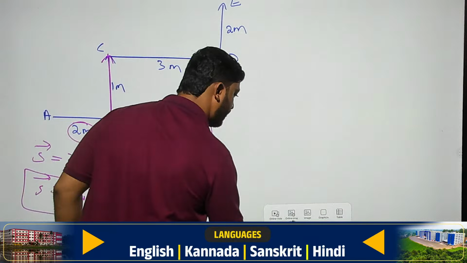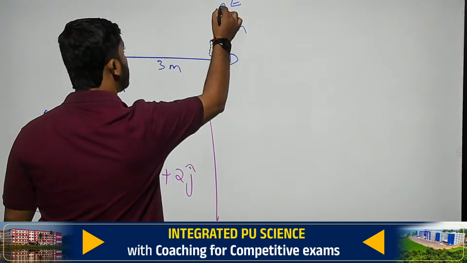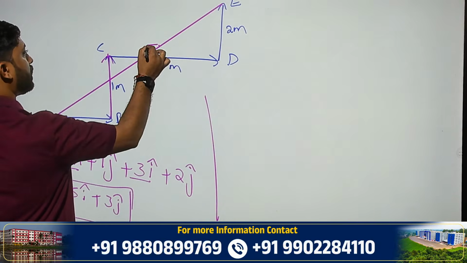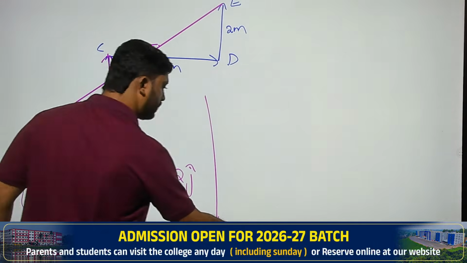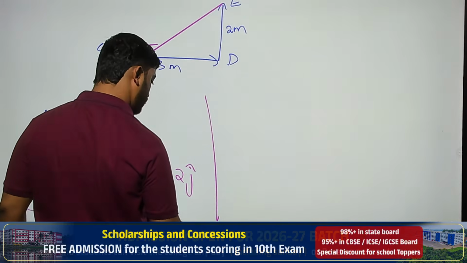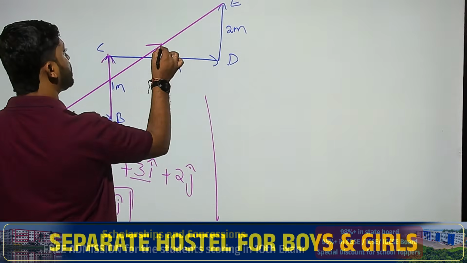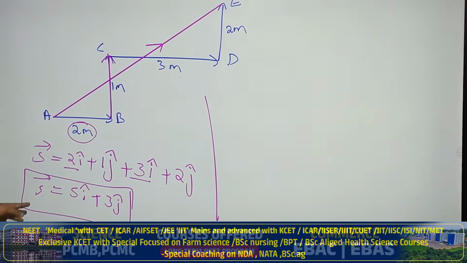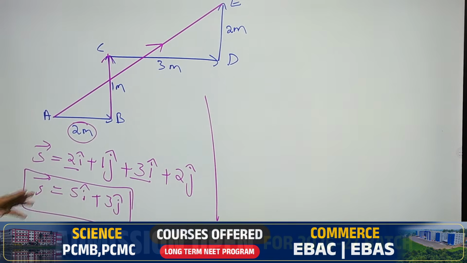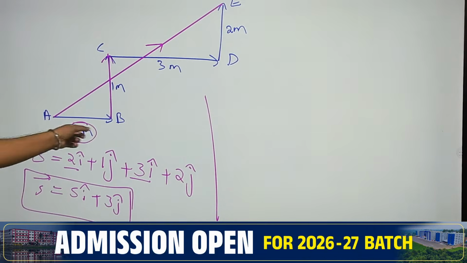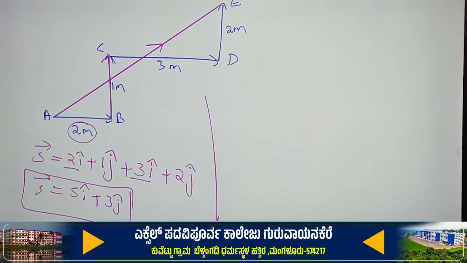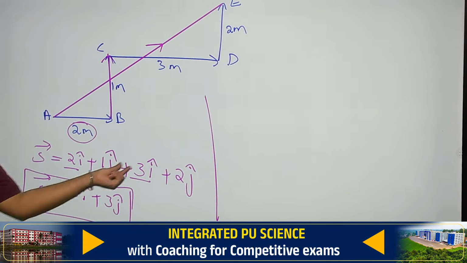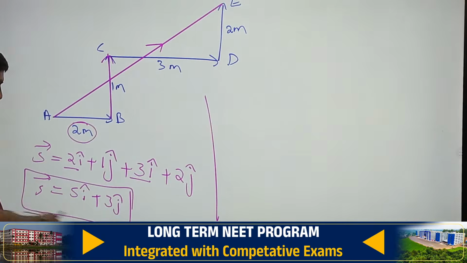The actual displacement is from A to E. This is very difficult to find in a geometrical way, but instead of using the geometrical way, we can go for vector form. So I have written all the small displacements, I have added them. Keep in mind, we can add only the i cap term with i cap and the j cap term with the j cap term. So it is 5i plus 3j. This is the vector form.